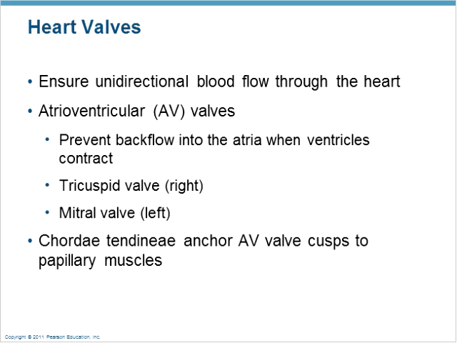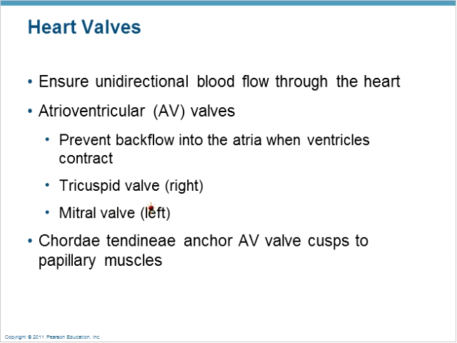The heart valves help to ensure that the blood goes in one direction only, so it ensures unidirectional blood flow through the heart. You have the atrioventricular valves. Those are the valves that separate the atria from their respective ventricles, and they prevent backflow into the atria when the ventricles contract. They include the tricuspid valve, which is the right atrioventricular valve. Tricuspid meaning three cusps or three leaflets that go together. And then there's the left side, which is the mitral valve, which is a two-leaflet valve, or a bicuspid valve.